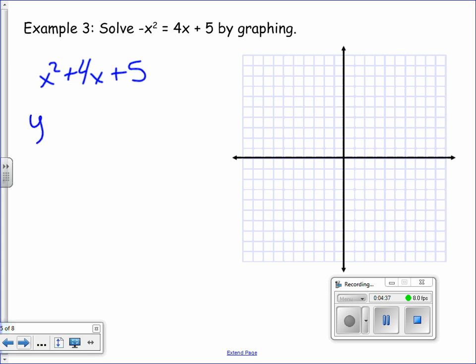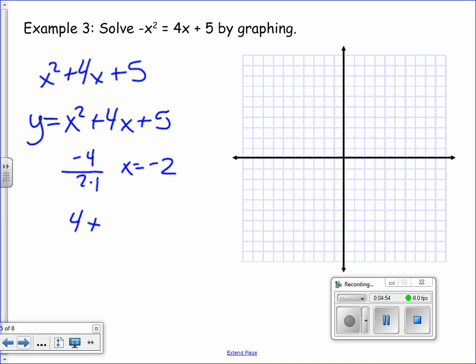Okay, and then I'm going to write that as an equation, that function. Now again, to graph, I'm going to be taking negative b divided by 2 times a, so that's going to be x equals negative 2. So negative 2 squared is 4, plus 4 times negative 2 is negative 8. Okay, so negative 4 plus 5 is 1, so the vertex is negative 2, 1.